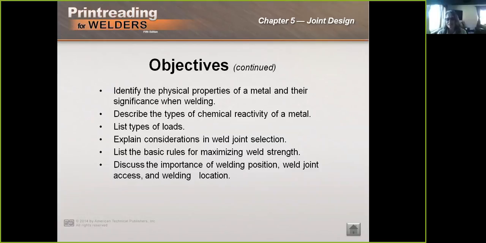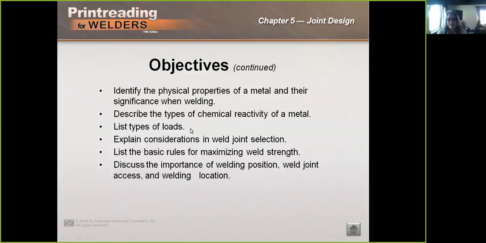And I know that this is a print reading for welders class and not a welding class, but sometimes even if you're a drafter creating the drawings and not necessarily a welder, you need to understand all of this stuff, especially the reactivity, because sometimes you are a part of the checking process, the quality control. So it's good to be aware of these things.